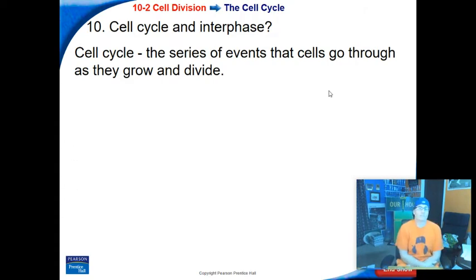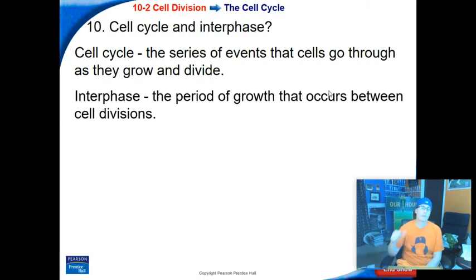A cell cycle is a series of events that cells go through as they grow and divide. You're going to see that definition on the test. Make sure you know it. There are 3 parts to the cell cycle. Interphase is basically preparation for cell division. Interphase is when the DNA doubles or the DNA replicates.